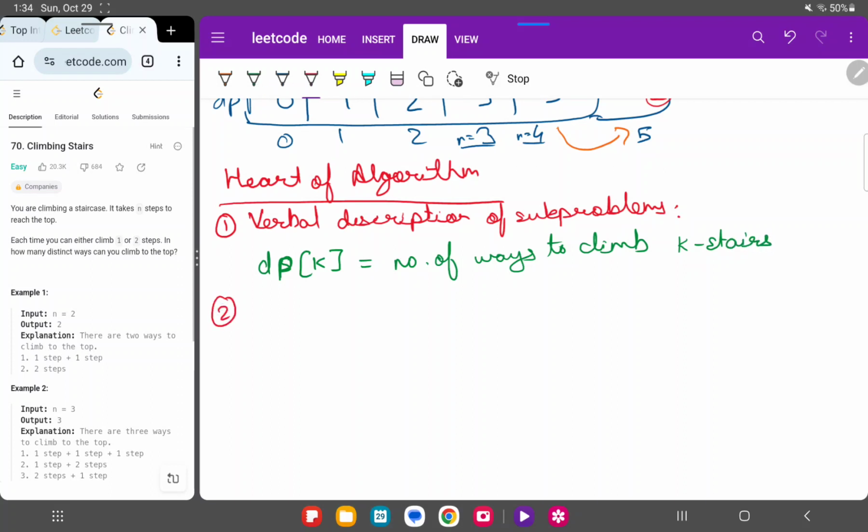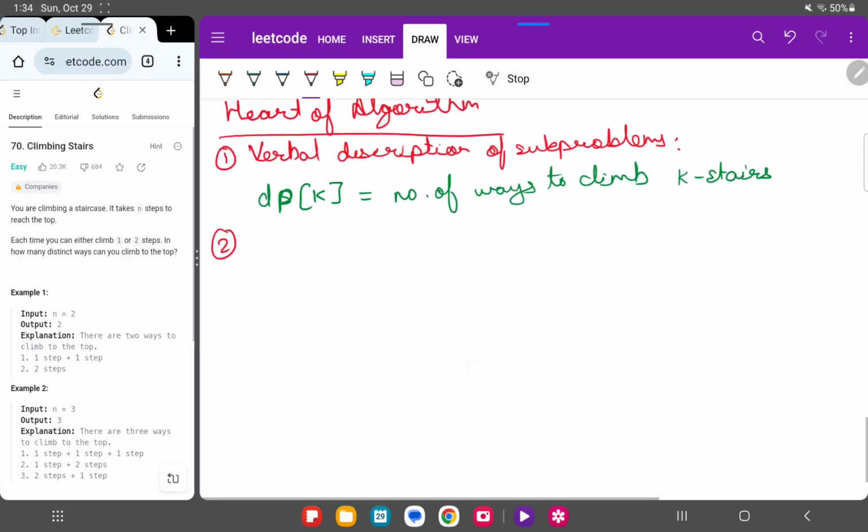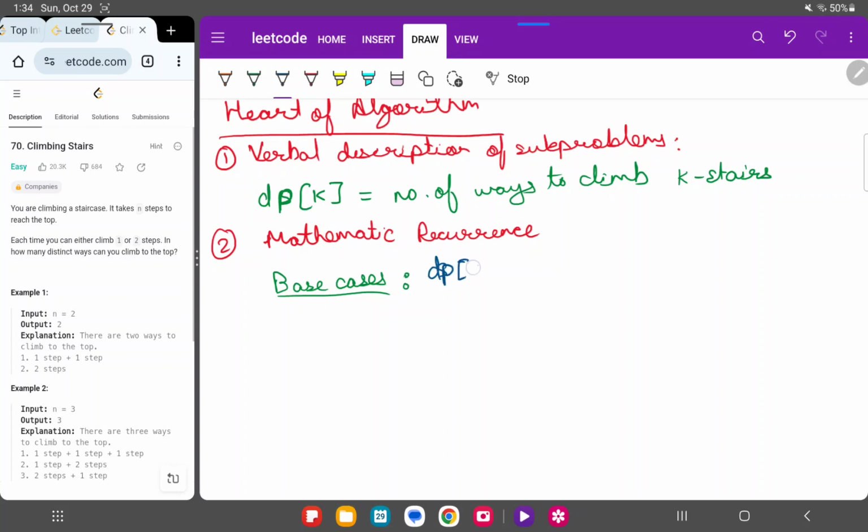So the next part of the heart of the algorithm is what is the recurrence that we're going to be using? Since the dynamic programming approach uses previous values to calculate the new values, right? For base cases, we have DP 0, that is ways to climb 0 staircases, which is 0. For one staircase it is 1, and for two staircases the number of ways is 2.